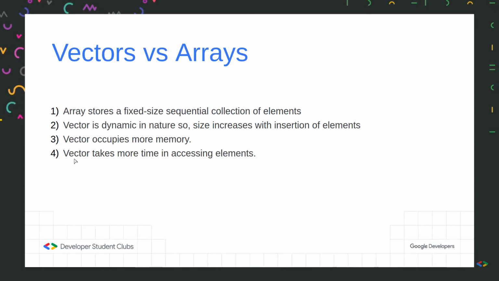You'll understand that more easily, and vectors also take more time in accessing elements. Although they take constant time, in arrays we can access the elements directly, but in vectors a lot of checks are performed, which slow down the process. So vectors take more memory and are more time consuming, but they are dynamic. So these are the trade-offs of using vectors over arrays.